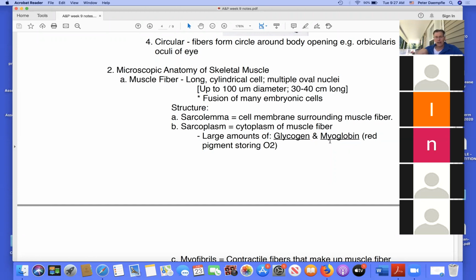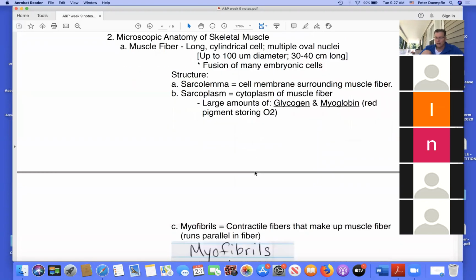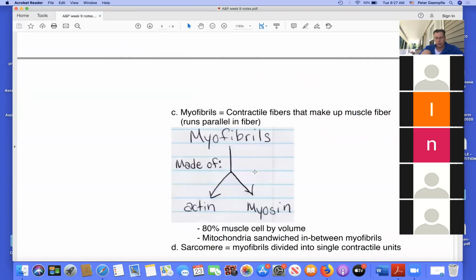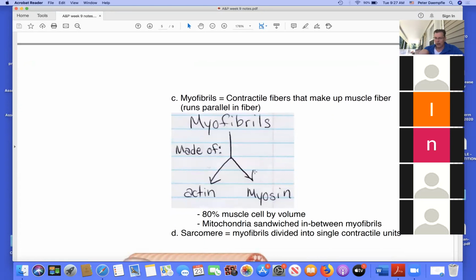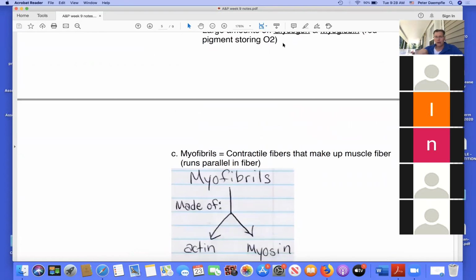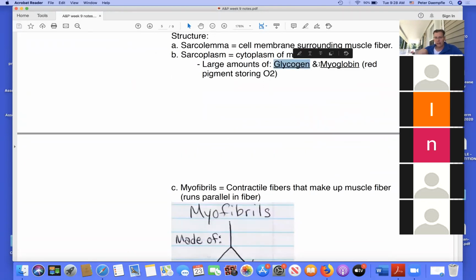So myoglobin is an extra strong holder of oxygen, and it sits in your muscles so that you have instant access to oxygen. And you need that all the time to get energy out of food so that you can contract. That's the main purpose. So again, both of these, you got the food, glycogen, you got the oxygen, all so you can have instant access to food and oxygen to contract.